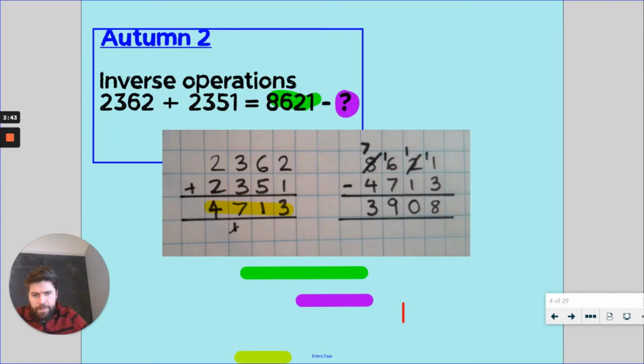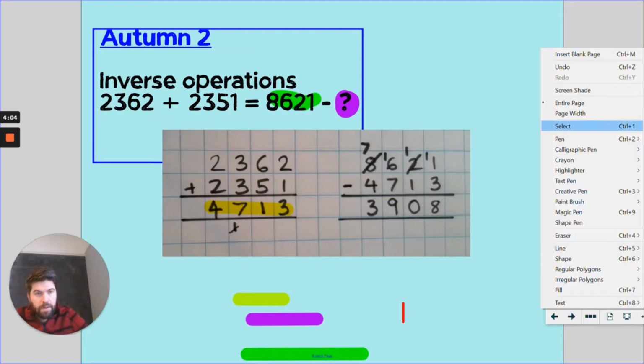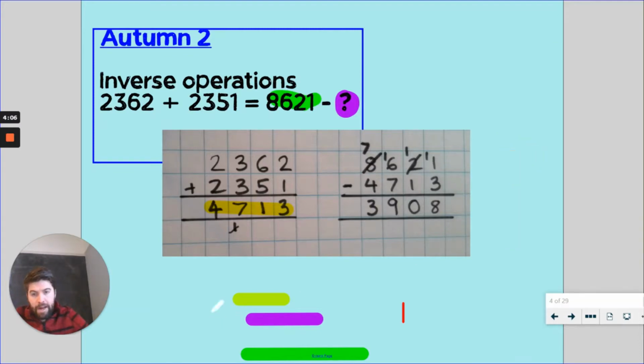I wonder if you know a way that I could check my answer using inverse operations. Well, if I go back to my colours, if I said that yellow plus pink equals green, and I now think I know all the values, I can check that yellow and pink are correct by adding them together, safe in the knowledge that yellow plus pink will equal green. That's to say 4713, if I add 3908, just going to do it quickly down here, I should get 8621.